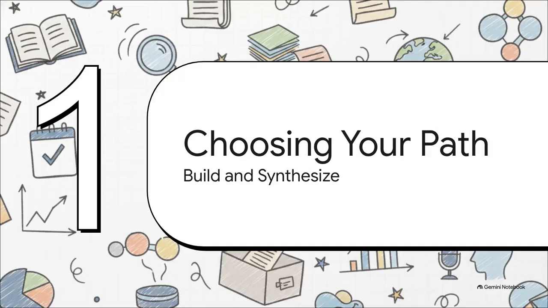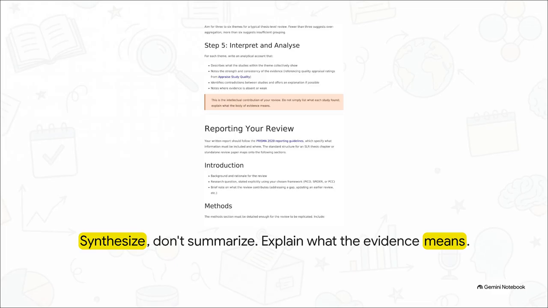Finally, we arrive at Section 6, choosing your research path. So how do we bring all of this together to ensure your next review is actually valuable and pushes your field forward? Remember, your job is to synthesize, not just summarize. It's exactly like a giant jigsaw puzzle.